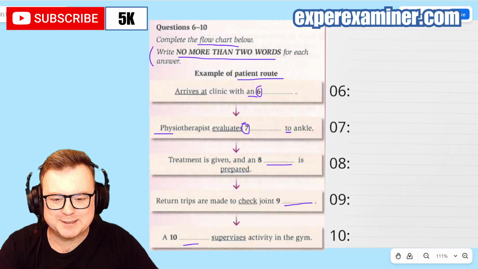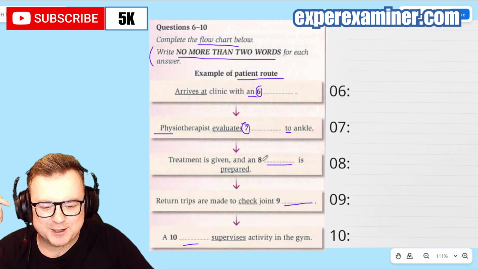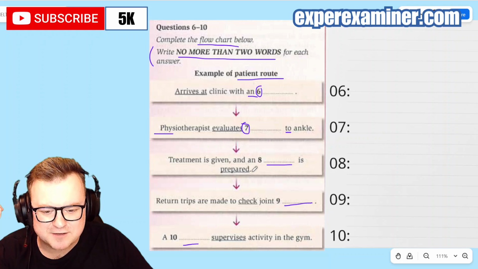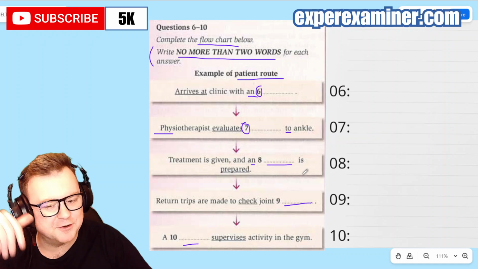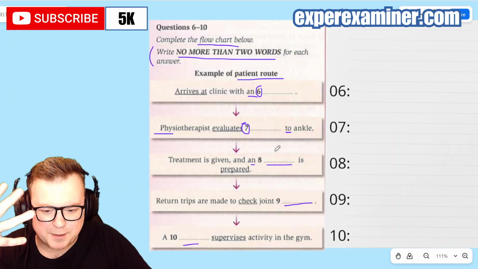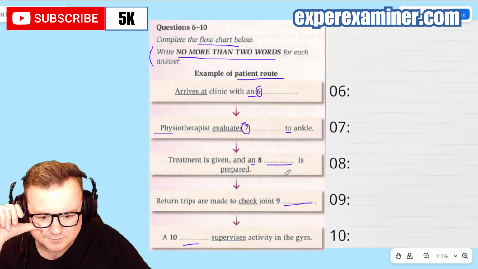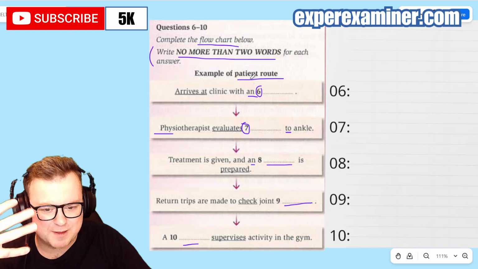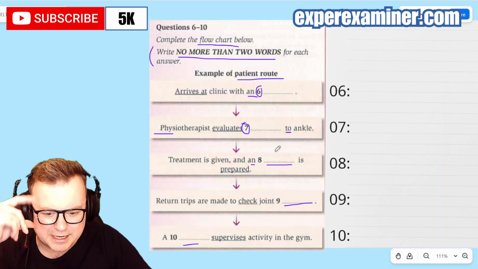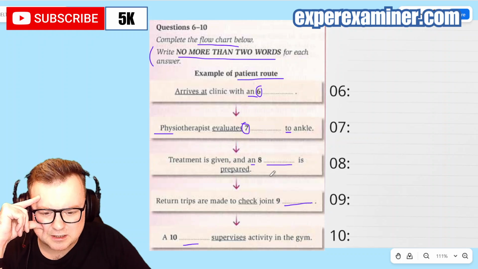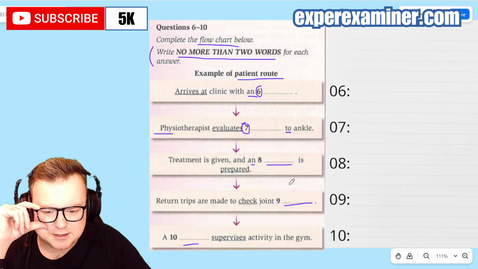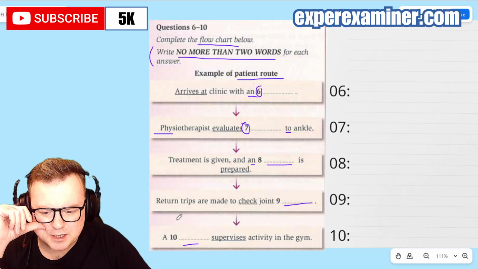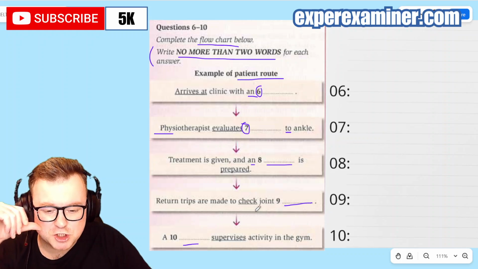All right, welcome back. Let's see what I have for these things. Treatment is given, and again we want a vowel sound. Is prepared. I don't know, I want to say like a plan is prepared. Maybe we have 2 words. Maybe we have like an plan, an strategy. Maybe something like that.